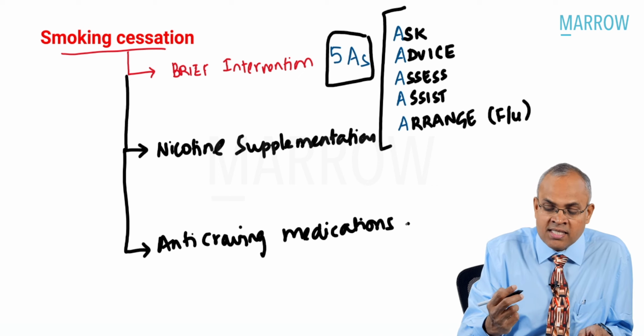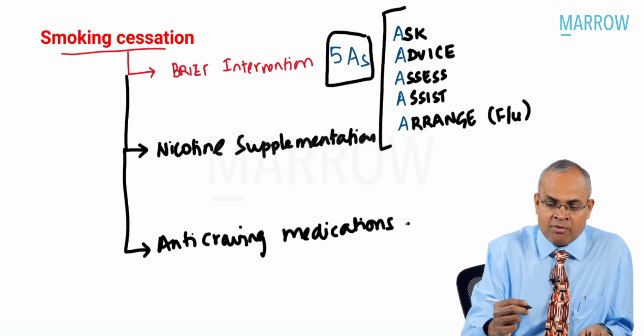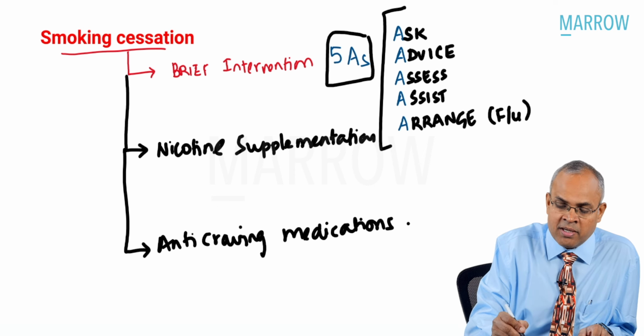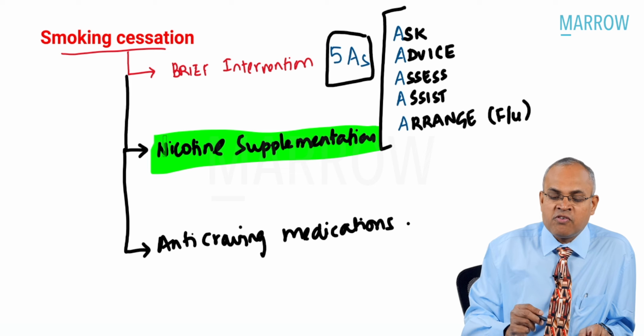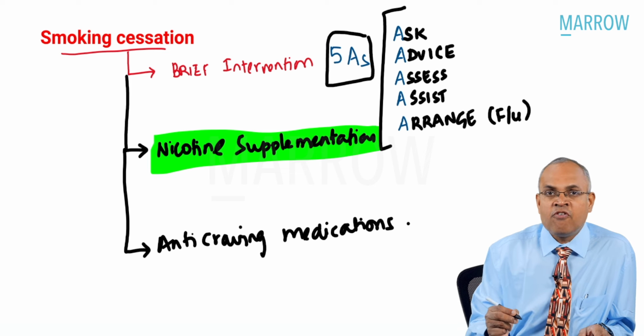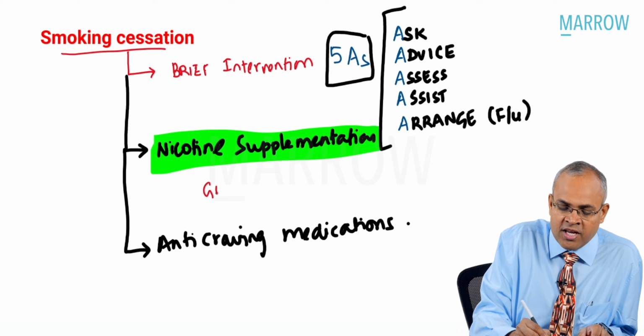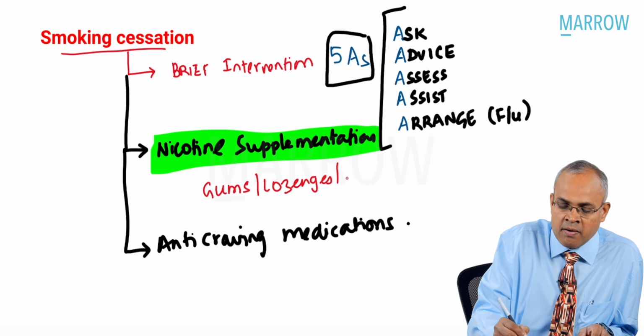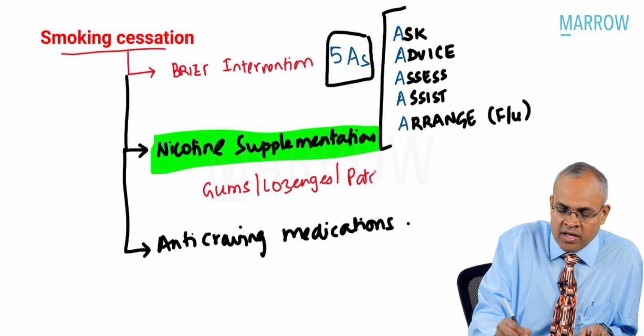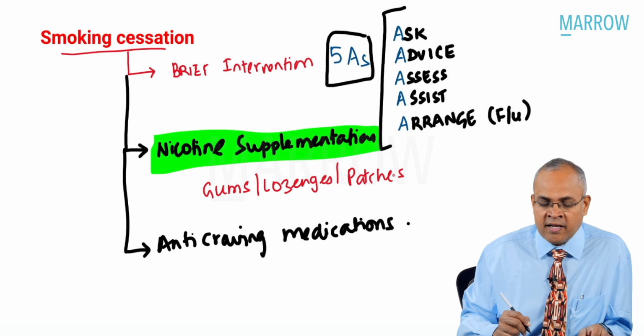Now, what is this nicotine supplementation we are talking about? When you're talking about nicotine supplementation, what you should know is there are different forms of nicotine we have, right? Very commonly used are gums, lozenges, and patches. These are the very common ones which are used in our country.